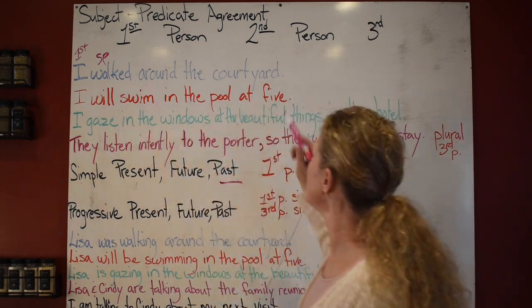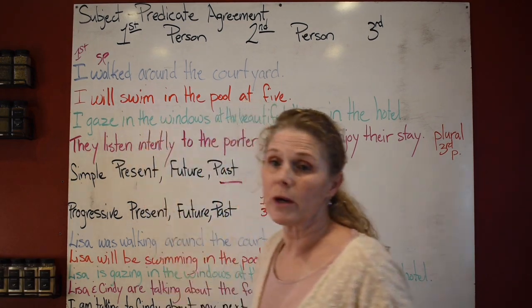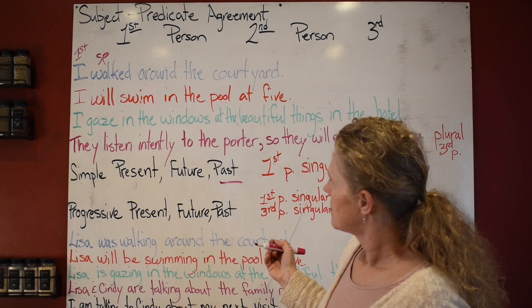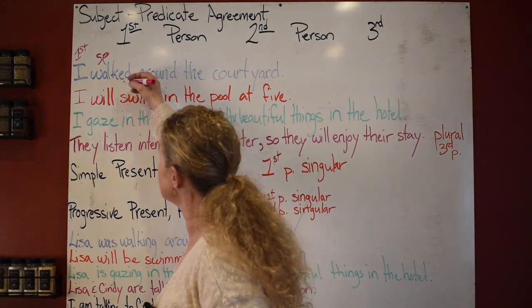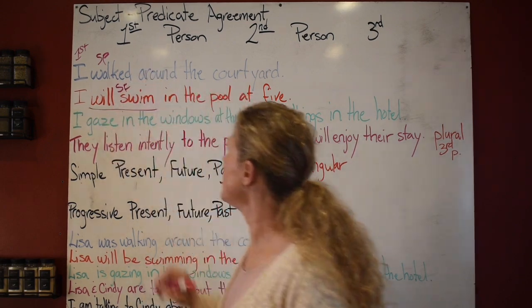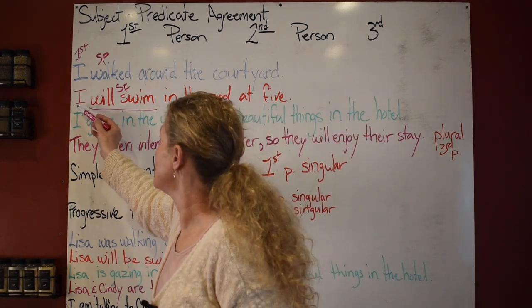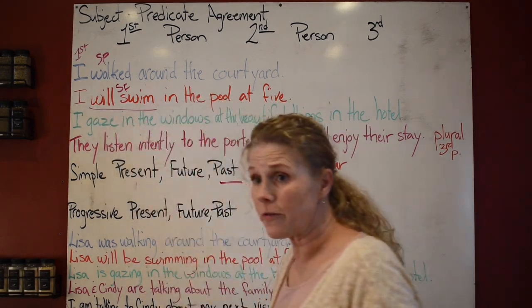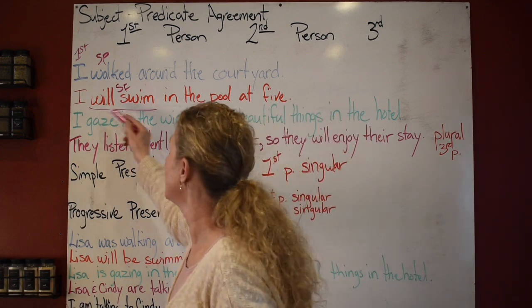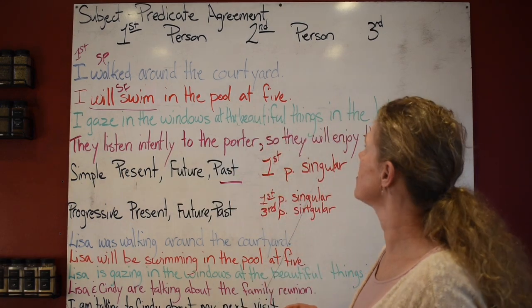I will swim in the pool at 5. First person, what is will swim? Future, simple future. Good. It's the simple future. Will swim. Now right here doesn't change either. So you're taking the singular, and this is the singular verb. These need to be memorized, how you make that work. Singular takes the singular verb.